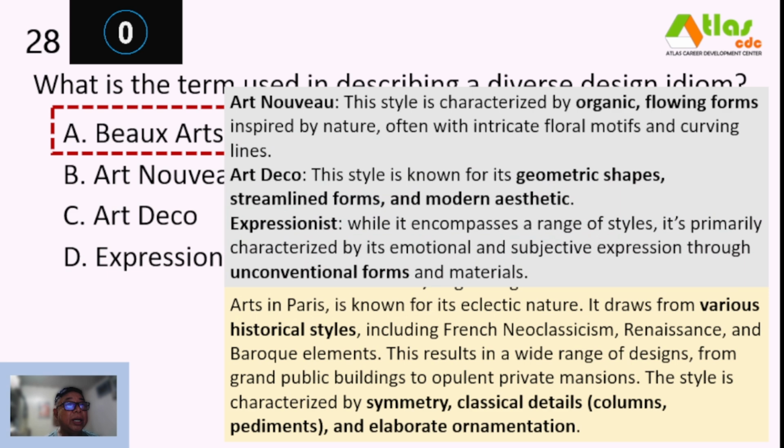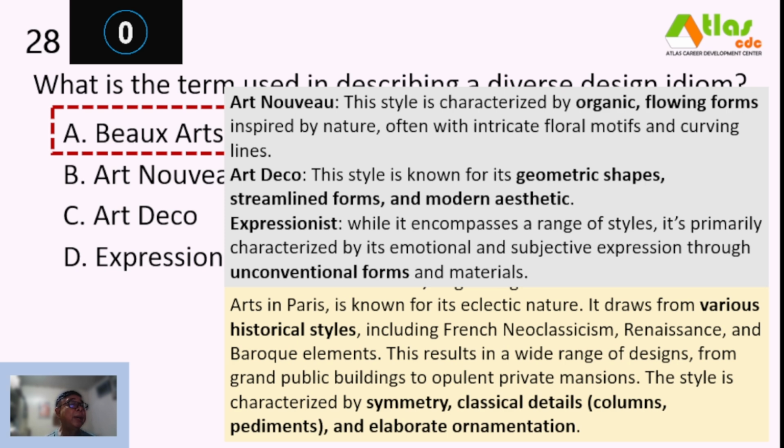So Art Nouveau is the style characterized by organic flowing forms inspired by nature, often with intricate floral motifs and curving lines. Art Deco is known for its geometric shapes, streamlined forms, and modern aesthetic. Expressionist, while it encompasses a range of styles, is primarily characterized by its emotional and subjective expression through unconventional forms and materials.